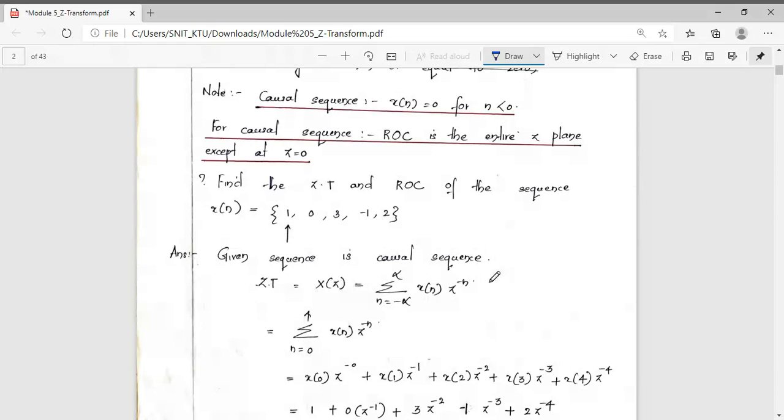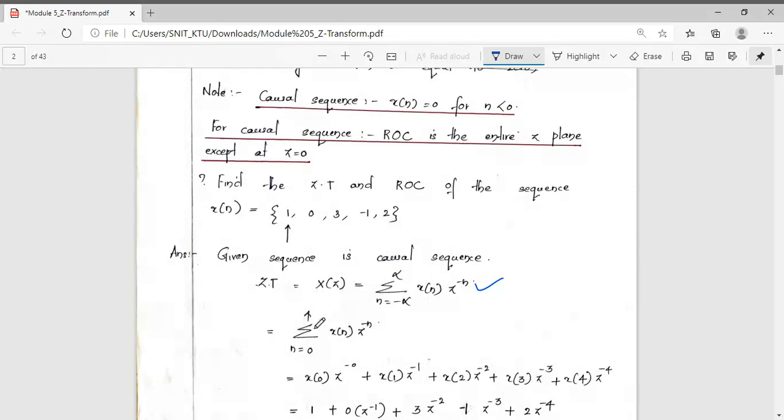Okay. So we know the equation for the Z transform, and we are writing the equation for the Z transform, and since our signal is x from 0 to 4, n is equal to 0 to 4, we have to rewrite the summation limit like this.